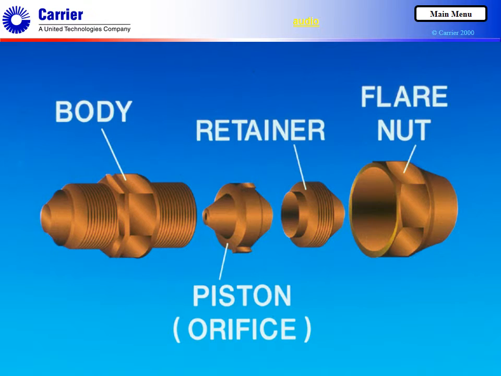Like the capillary tube, the fixed orifice is factory selected for its application. In split systems where the outdoor unit and air handling device may be purchased separately, the correct piston must be installed in the metering device during installation. The piston shipped with the outdoor unit matches the unit's capacity.